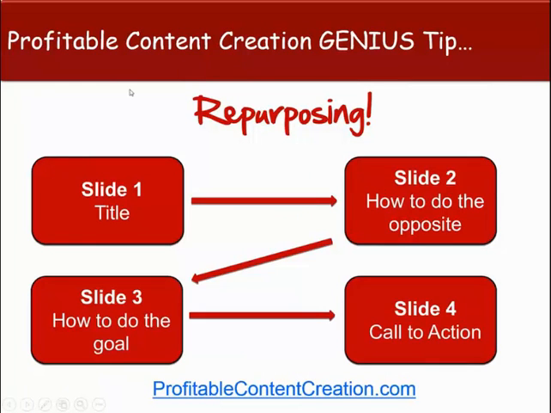Now, here's your profitable content creation genius tip. We talked about the Repurposing Power Secrets bonus you get in there, a $497 course that you get as part of this $197 investment or three payments of $77. Here's how you would repurpose this: just exactly what we did tonight into a short video, a four-slide video.